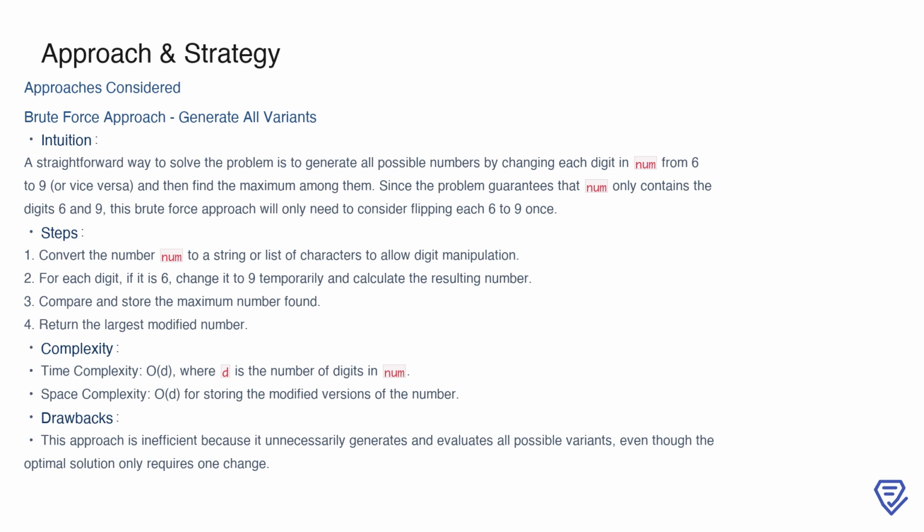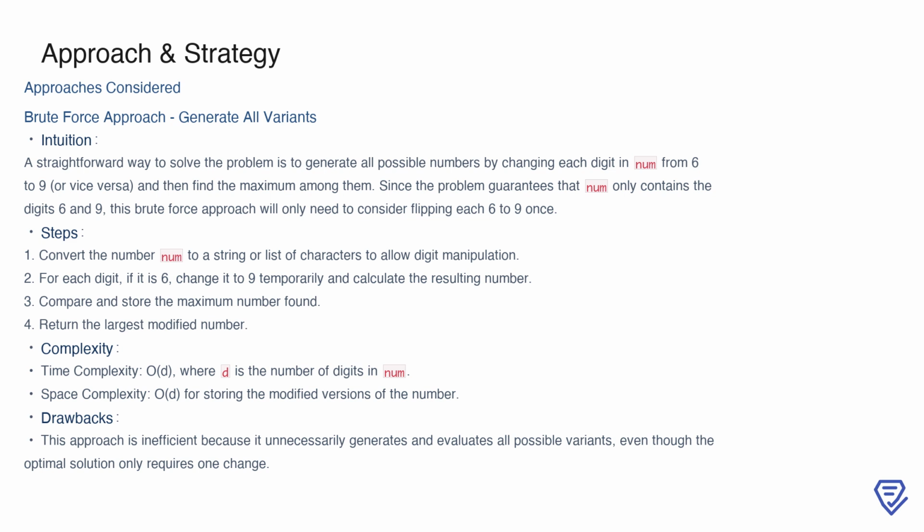The process involves converting the number into a string or list of characters to make it easier to manipulate individual digits. Then, for each digit, if it's a 6, we temporarily flip it to a 9, calculate the resulting number, and keep track of the maximum value encountered. Finally, we return the largest modified number.